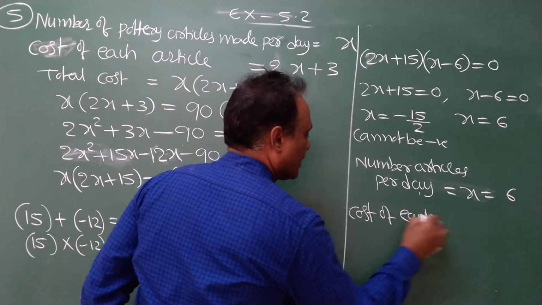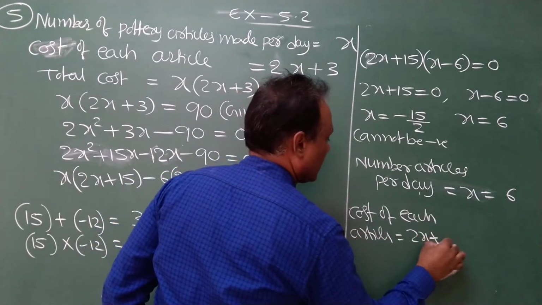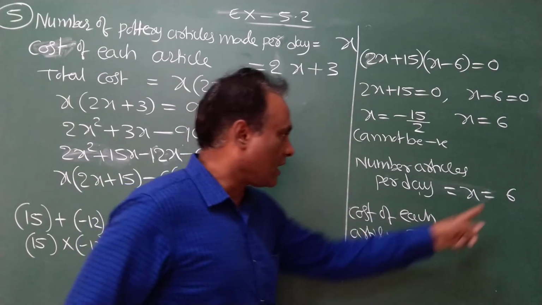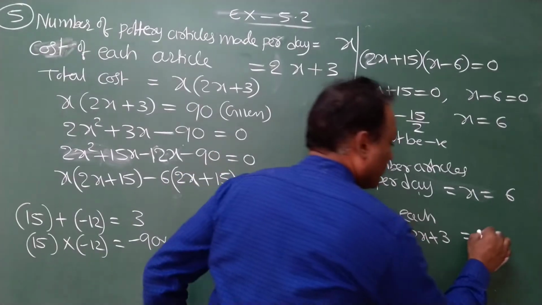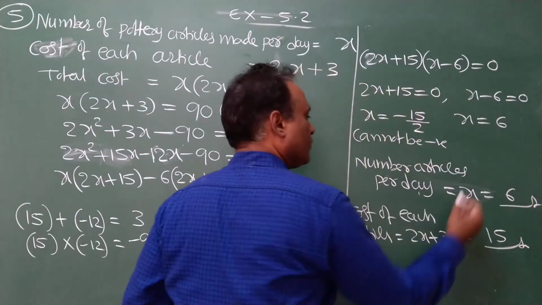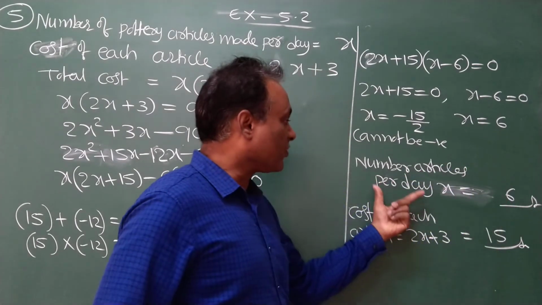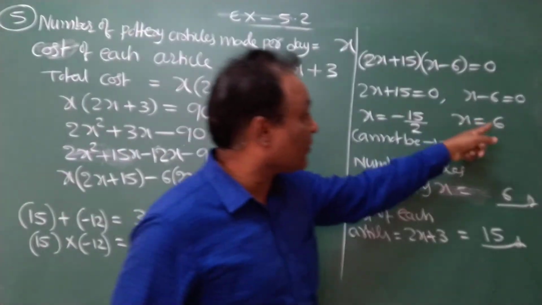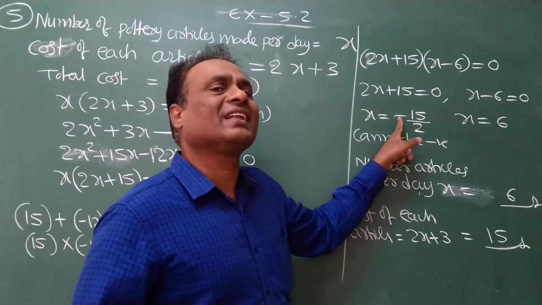Cost of each article is 2x plus 3. Students, write x is equal to 6. 2 6s are 12. 12 plus 3, 15 rupees. Number of articles is 6. Number of articles per day is taken as x. We got x is equal to 6. We got this also, but we are not taking this because number of articles cannot be negative.